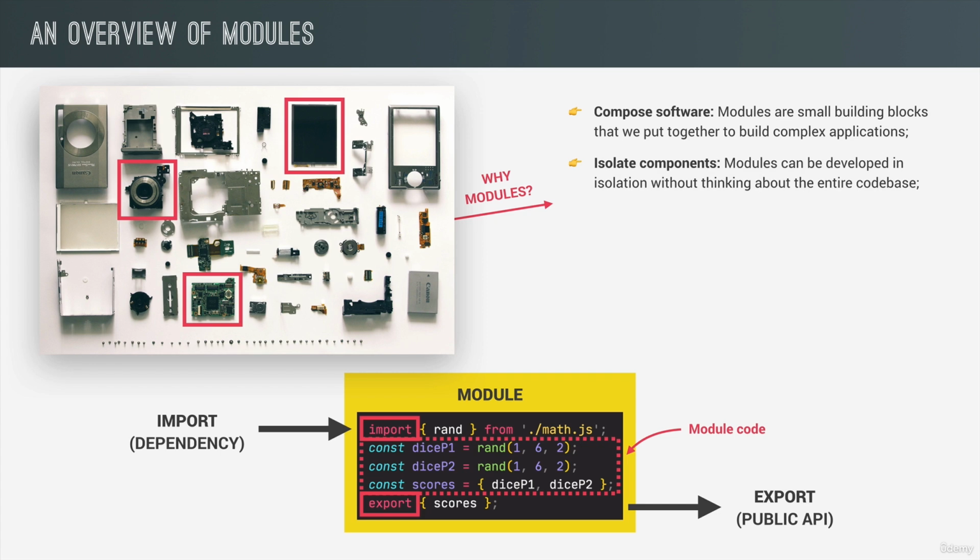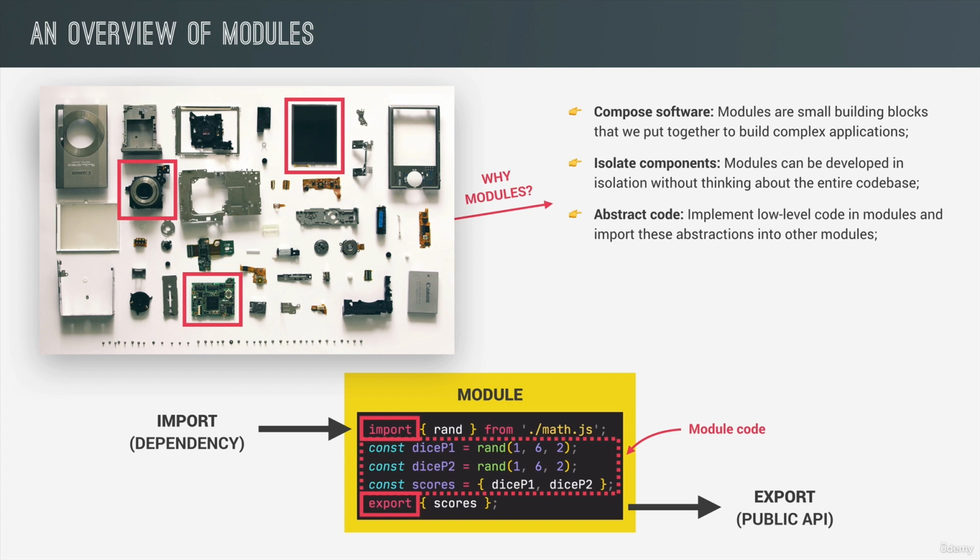And again, isolating components essentially means that each module can be developed in isolation without the developer having to think about the entire code base. He doesn't even need to understand all of it, which makes it really easy to collaborate on a larger team. Next up, modules make it very easy to abstract our code. And we already talked about what abstraction means, but basically, we can use modules to implement low-level code.